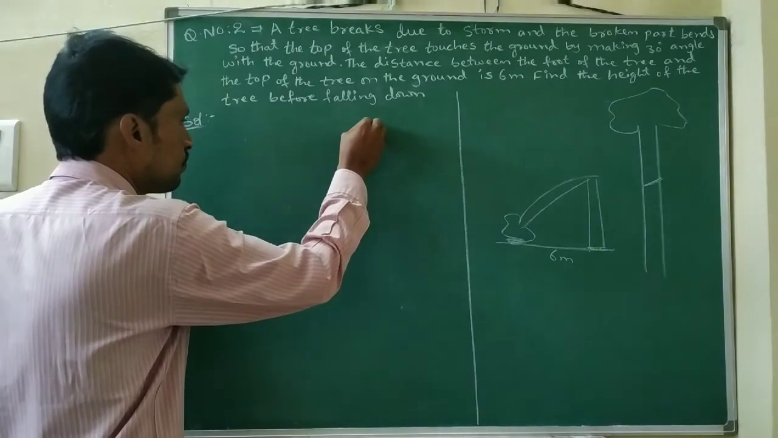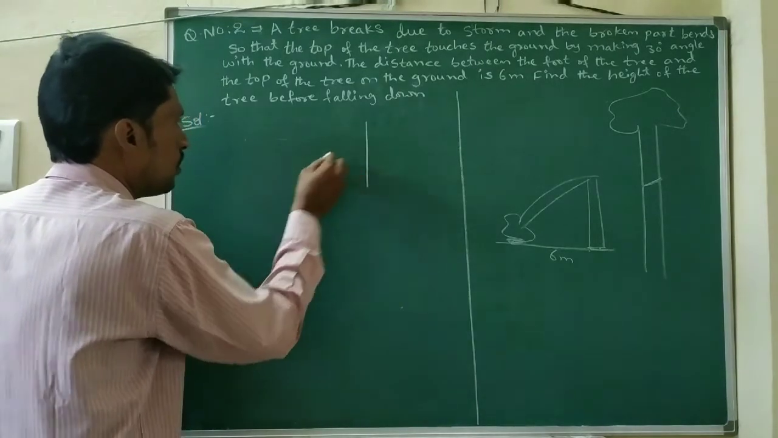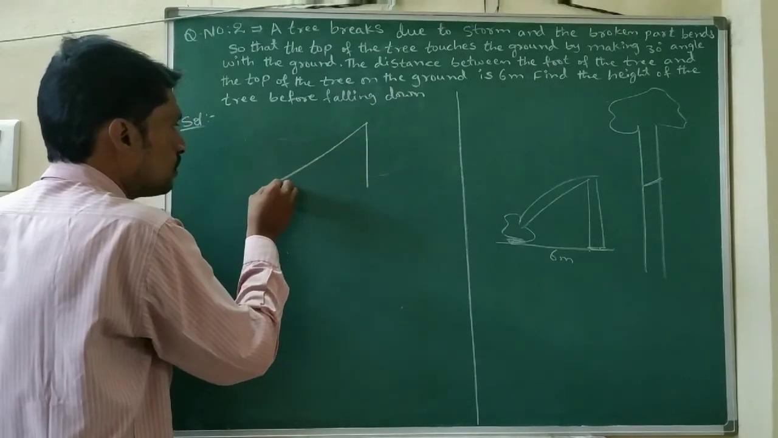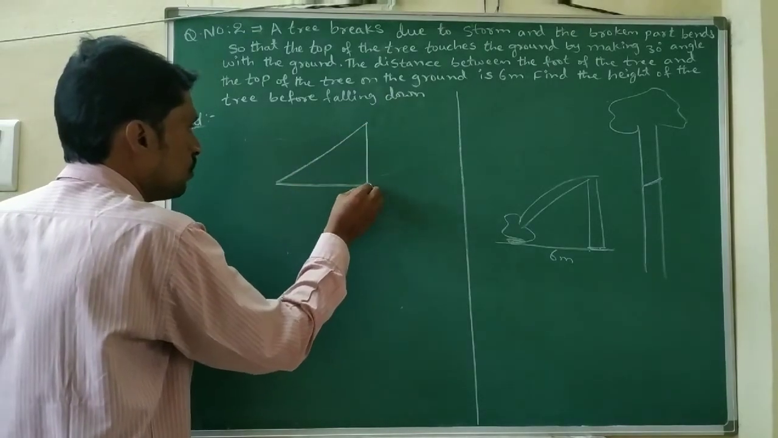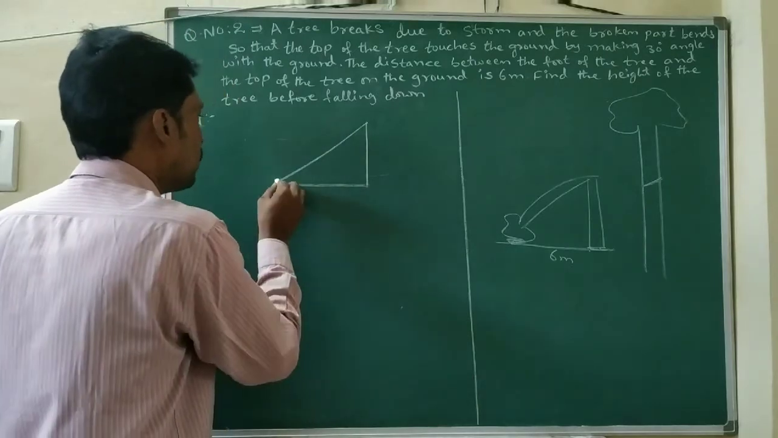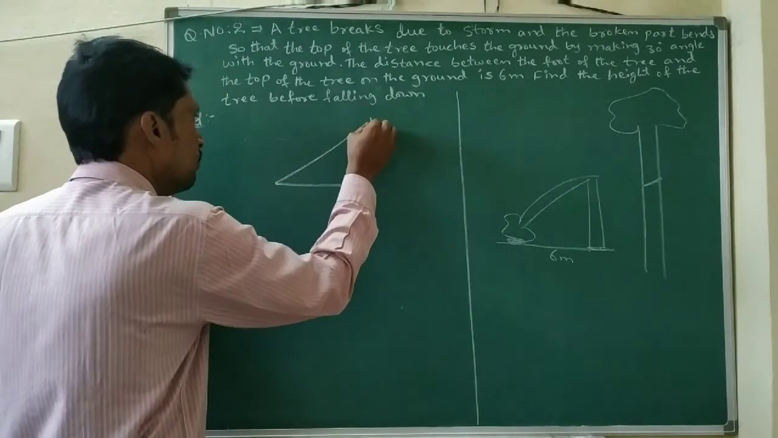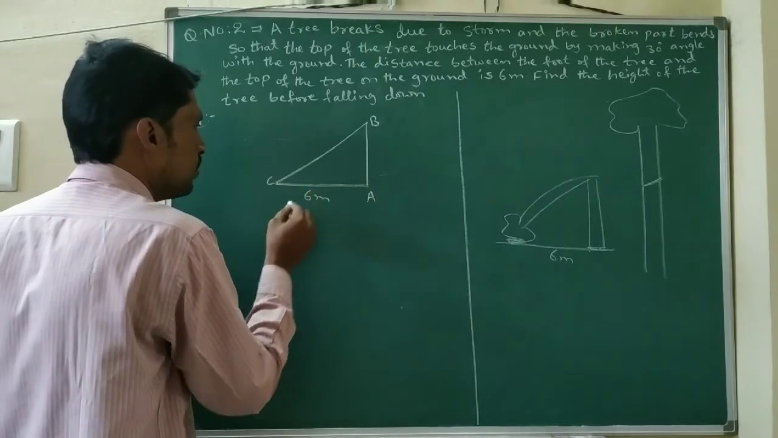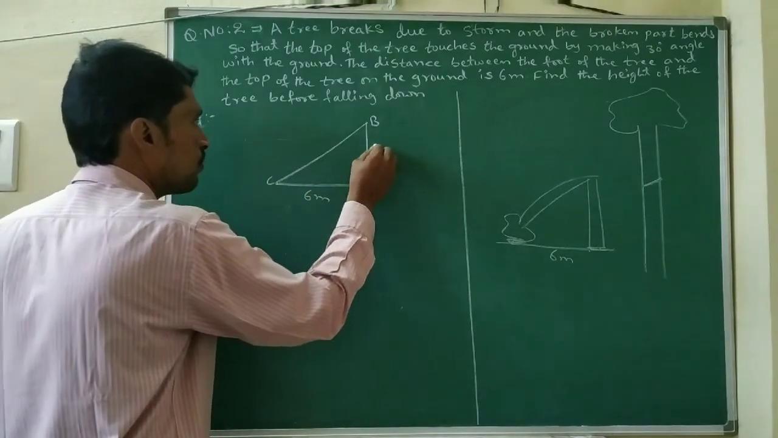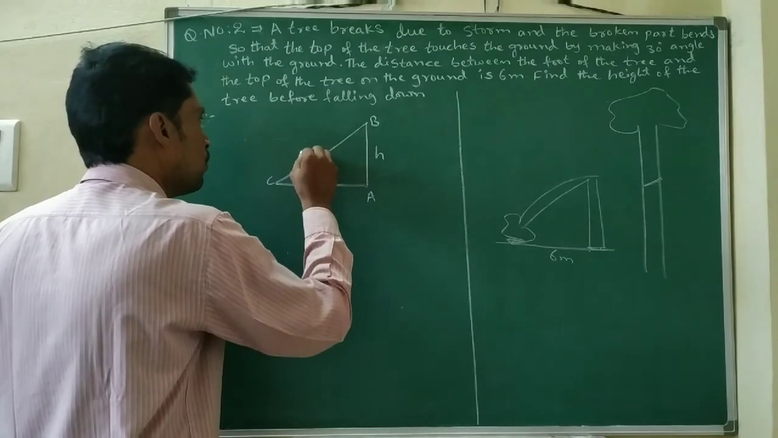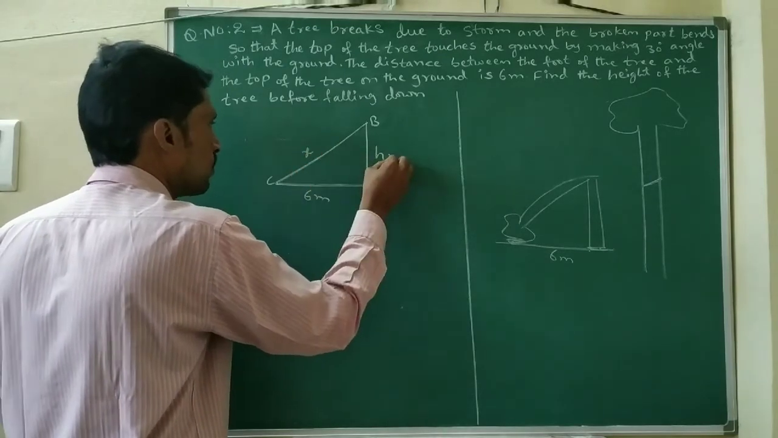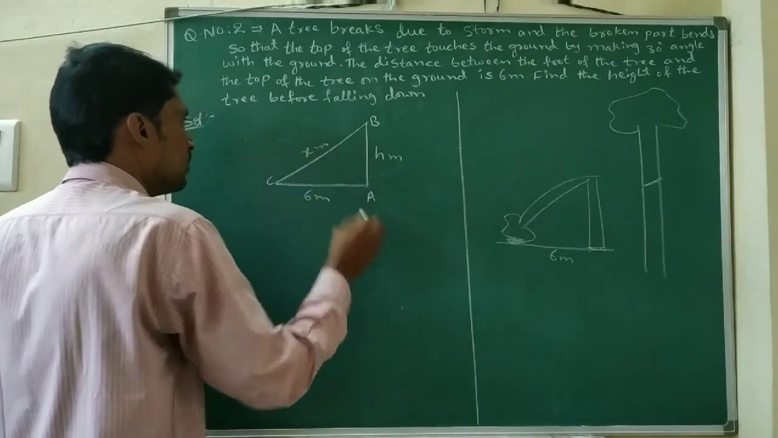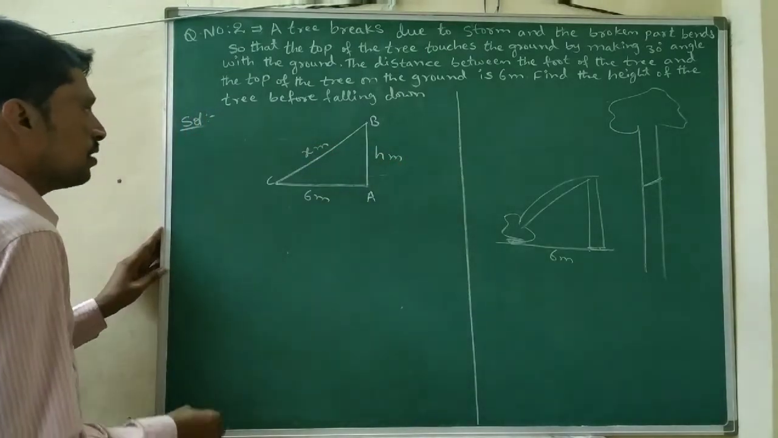So this is the remaining tree, this is the broken part, and this is the distance between the foot of the tree and the top of the tree. A, B, C. So AC is given as 6 meters. This one we don't know, and the falling one also we don't know. This is X meters and this is H meters.